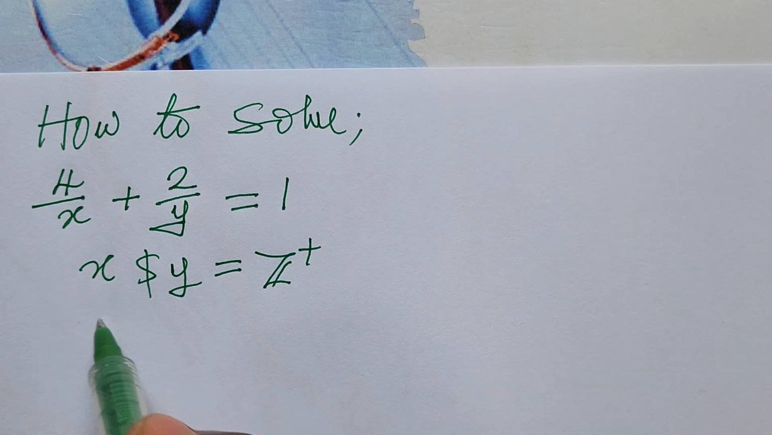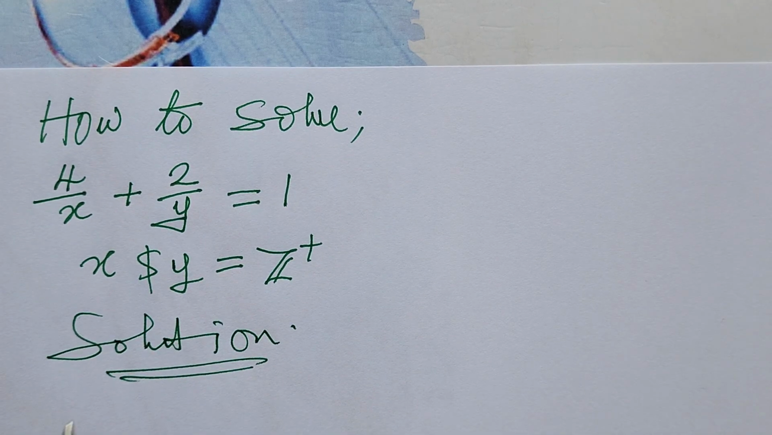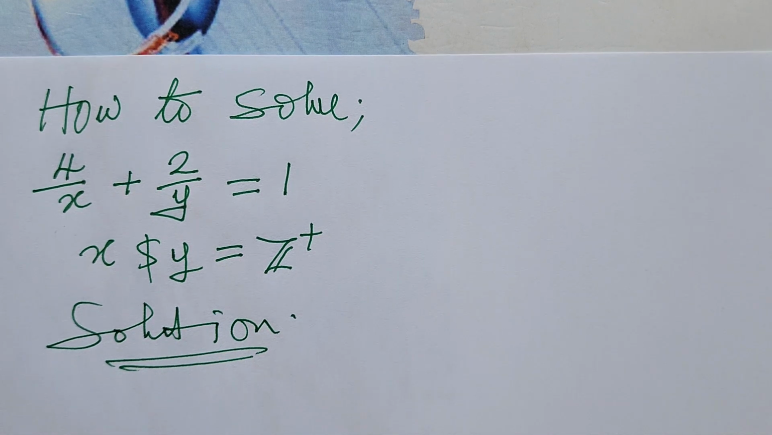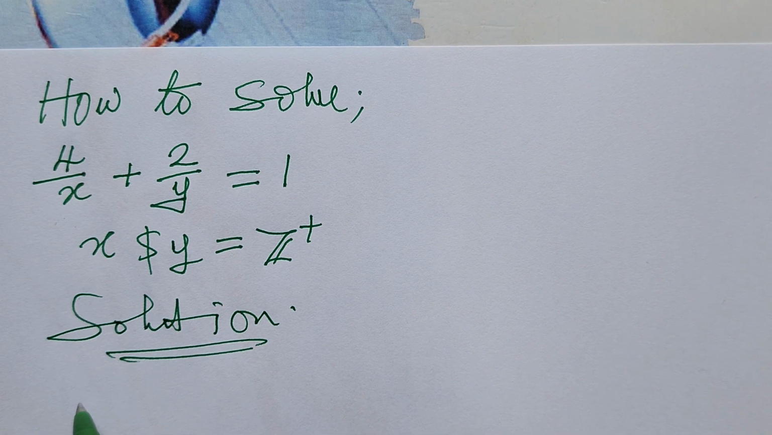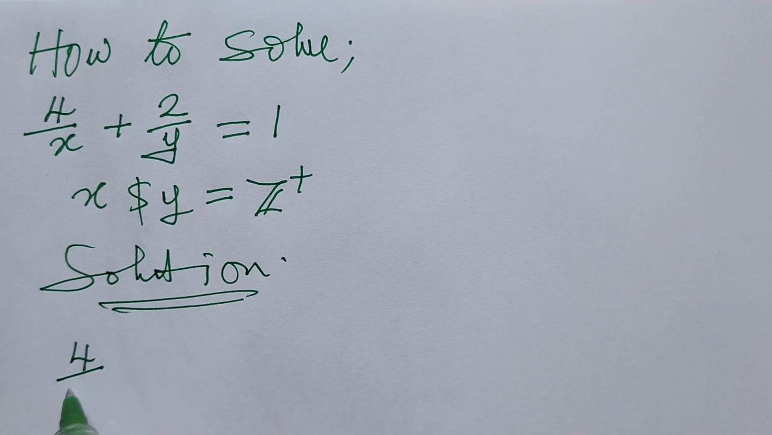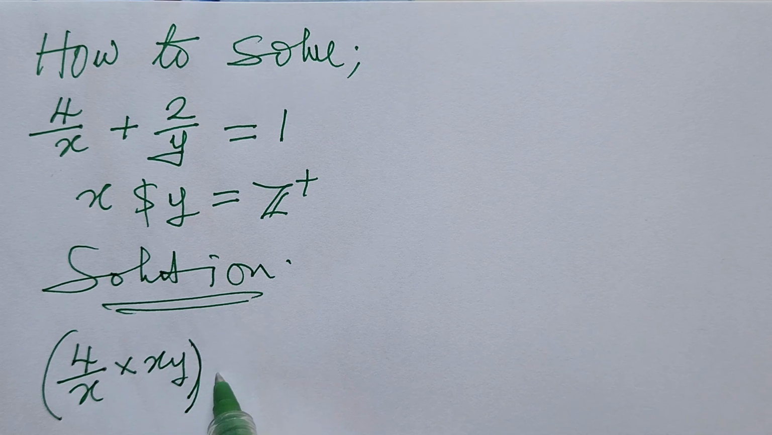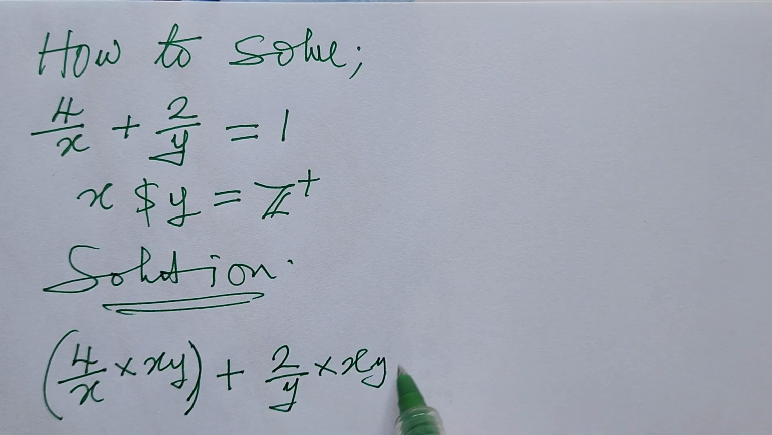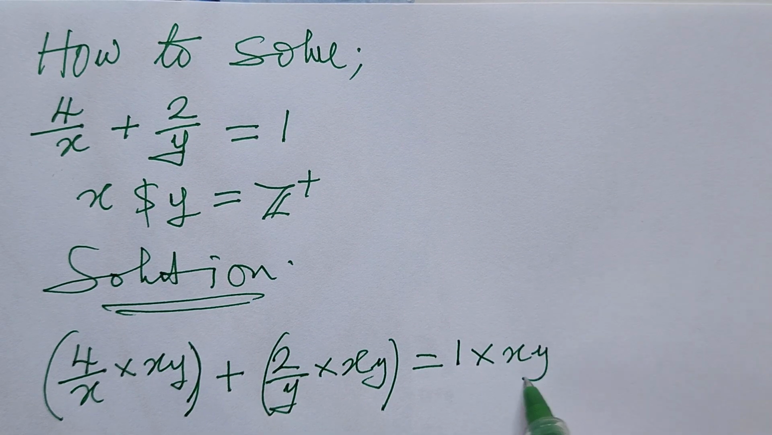So let's take a solution here. The first thing we do is look for the LCM of x and y, then multiply it by each of the terms we have here. The LCM is easy, which is just xy. So let's multiply everything by our xy. This gives us 4 over x times xy, plus 2 over y times xy, equal to 1 times xy.